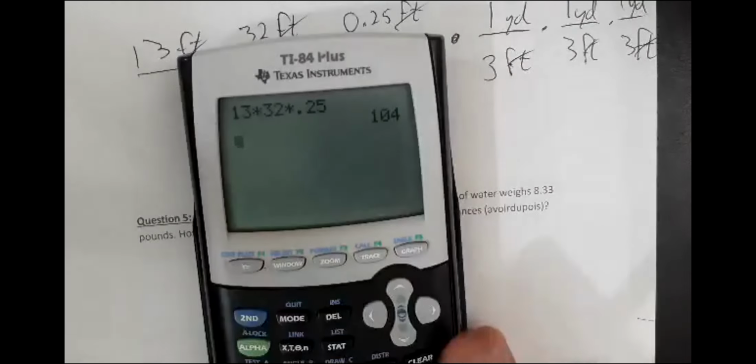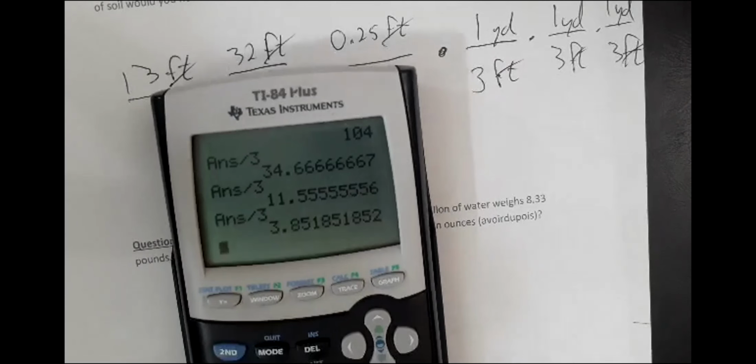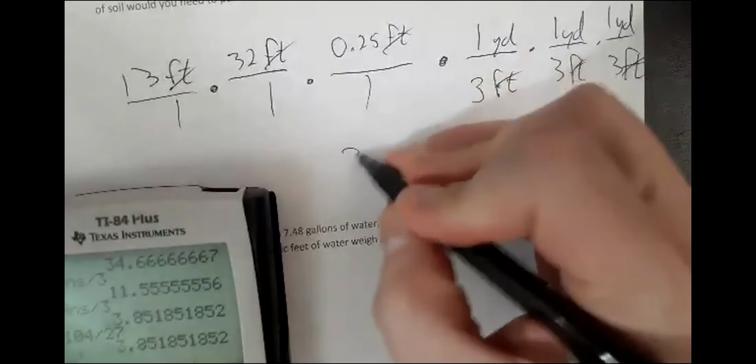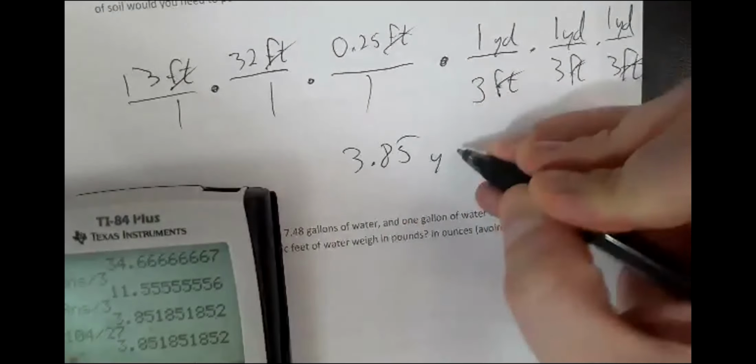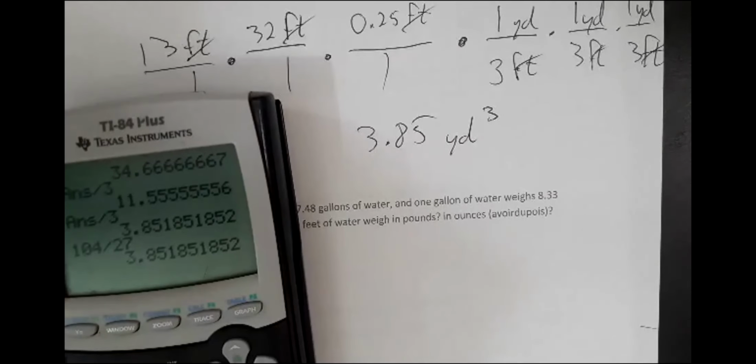I'm getting something like 104. So this is going to give me 104 cubic feet. I'm going to have to divide by 3, divide by 3, divide by 3. Or I could have divided by 27, which would have been the same thing. If I take 104 and divide by 27, 3 by 3 by 3 should be giving me the same number. Should be giving me 3.85 yards cubed, somewhere in that ballpark. As long as you go to 2 to 3 decimal places, you should be pretty safe.